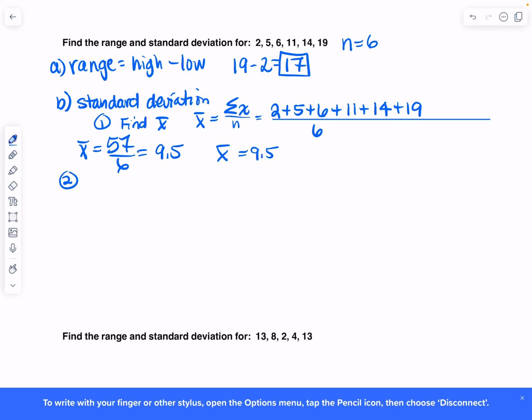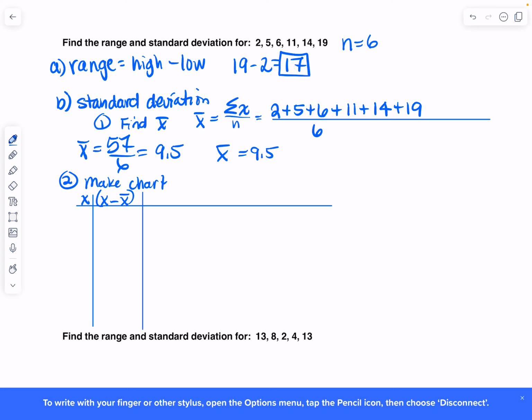Now I'm going to make the chart. Remember, guys, I have to show each row is an x value minus the mean. So the first column is going to be my x values. The next column is going to be x minus x bar. And then the next column is going to be x minus x bar quantity squared. Again, because I have 6 values, I need 6 rows beyond this.